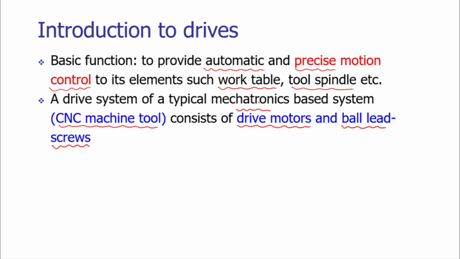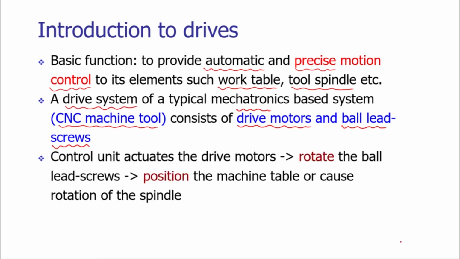So in a CNC machine tool, we are using a drive system which is providing driving of the ball lead screws, and these ball lead screws are giving us the relative motion between the tool and the workpiece. The control unit is actuating the drive motors, and the drive motors are rotating the ball lead screws. The controlled rotation of the ball lead screws is enabling us to have the required position of the machine table.